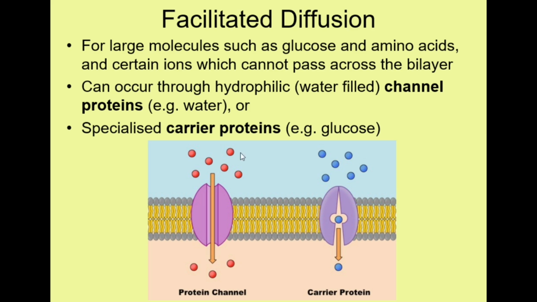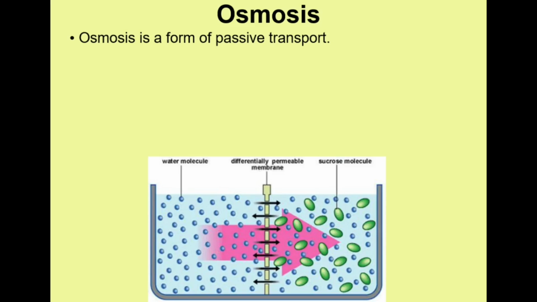The difference here is that you've got this channel protein that just allows water to flow through. And then you've got these carrier proteins that are sort of physically changing shape to help glucose diffuse into the cell. So that's facilitated diffusion. And remember, it's a passive process. The third type of passive transport then is osmosis. This is a particular special case that we need to take a little bit of time with.